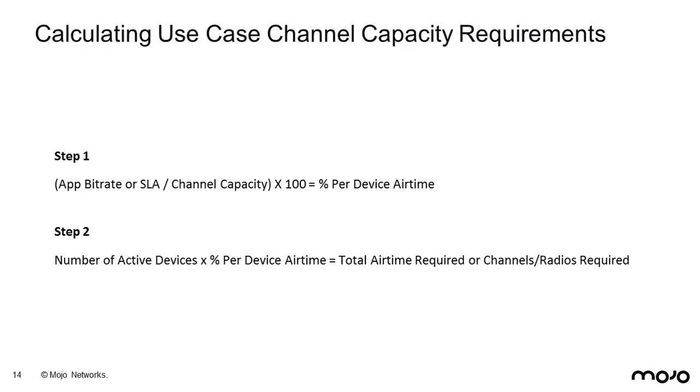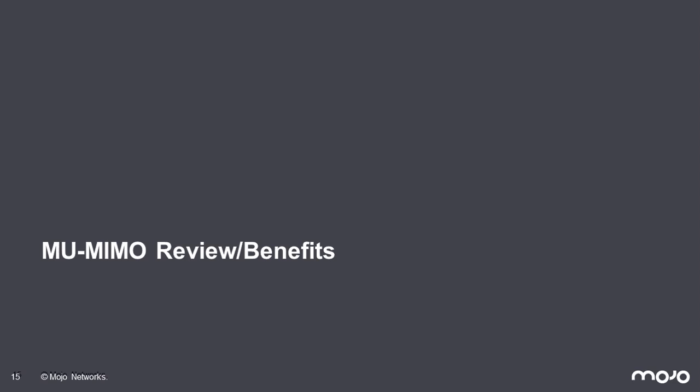Big deal. Now here's a simple formula for calculating the channel capacity requirements. It's just two steps. First, we need to find out the per device airtime. So we take the application bit rate. You want to design for the worst case scenario. So if the worst case scenario for a given use case is HD video, then we'll design for that. So let's say the HD video is 4 megabits. Well, that 4 megabits, we'll use that for the SLA, or basic service level assurance. So we want to make sure that each client is able to get that SLA for that particular use case.